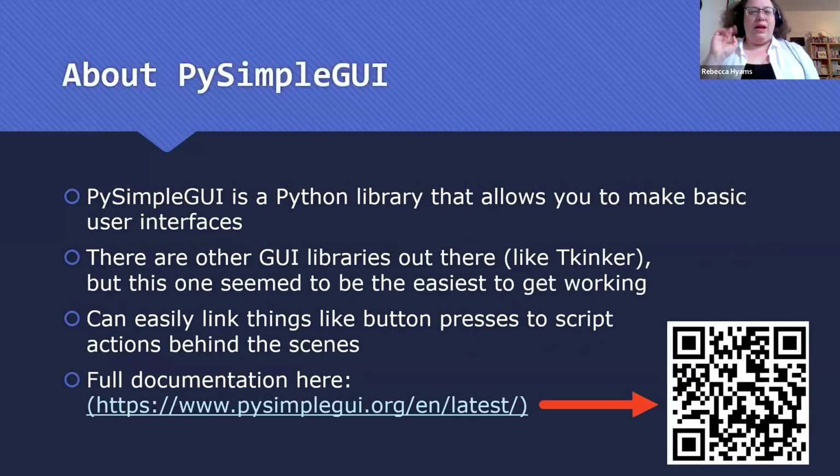I am going to talk a little bit more about PySimpleGUI because I feel like that's kind of the magic here. It is a library in Python that allows you to make basic or even more advanced user interfaces. By default, Python code does not have a user interface. You have to have something sit on top of it. There are other libraries out there that make those user interfaces. Tkinter is a really common one, but this one seemed to be the most straightforward and easiest to get going, especially for me as a novice programmer. And it's very easy to link the press of a button to actions that happen behind the scenes.